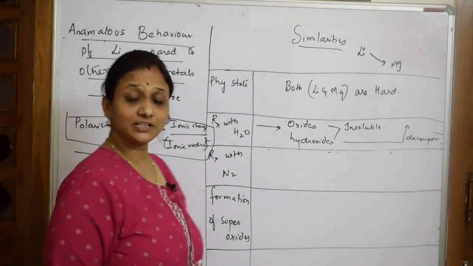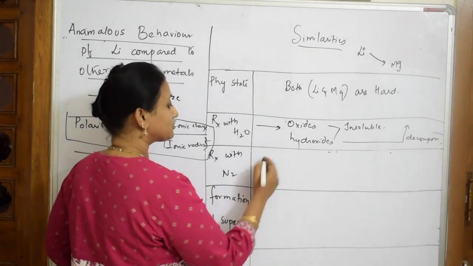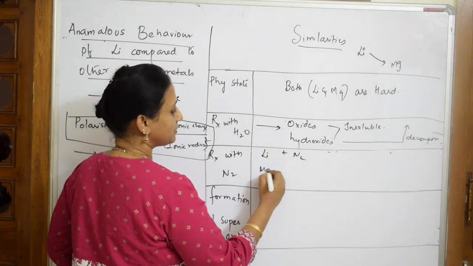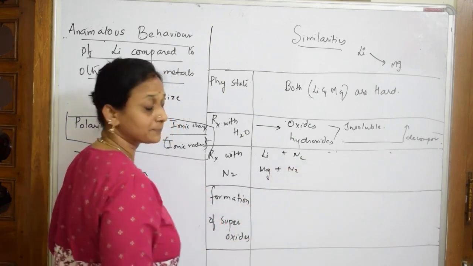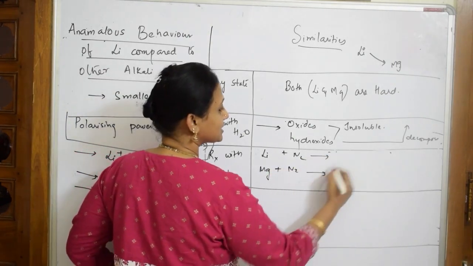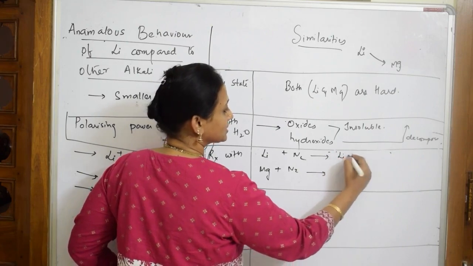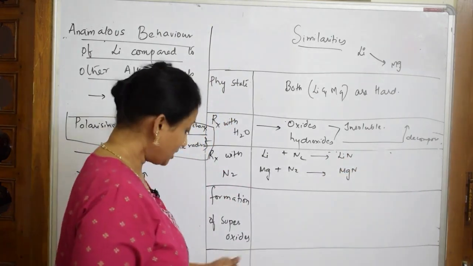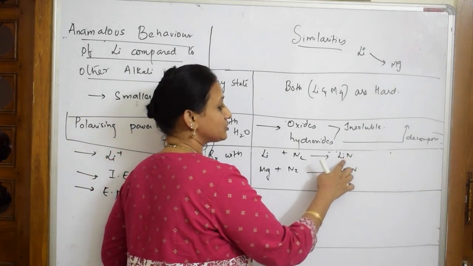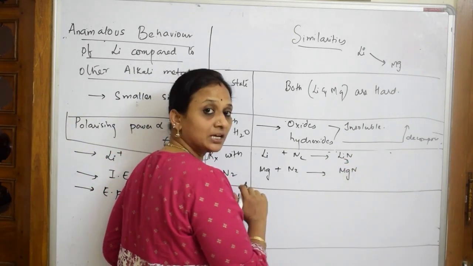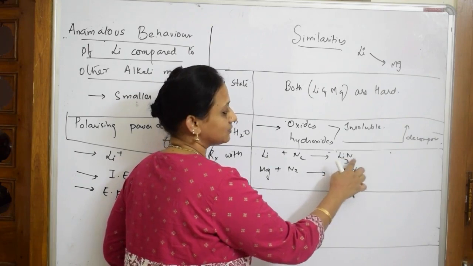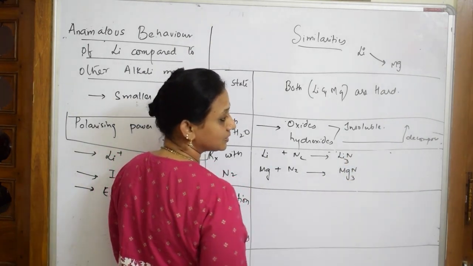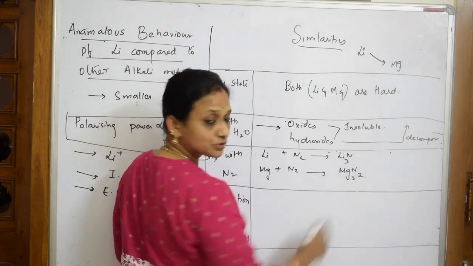Right. Let us see the reaction with nitrogen. Lithium plus nitrogen, and at the same time magnesium plus nitrogen. Now when I have to write, first let us write the simple one, magnesium and nitrogen. The valency of nitrogen is 3, cross it. The valency of lithium is 1, nothing to write. The valency of nitrogen is 3. The valency of magnesium is 2.